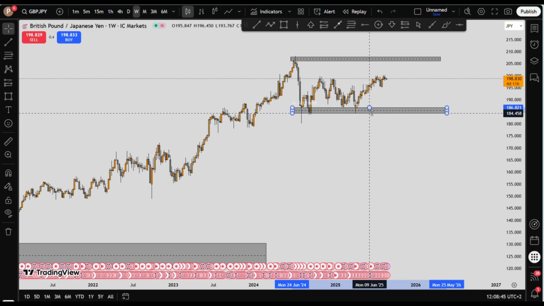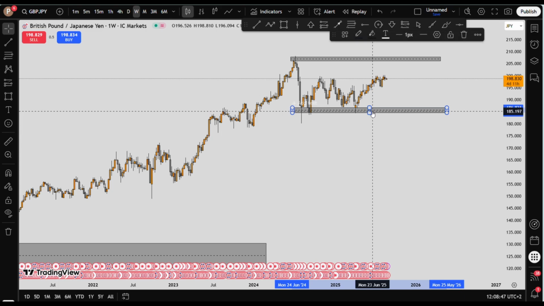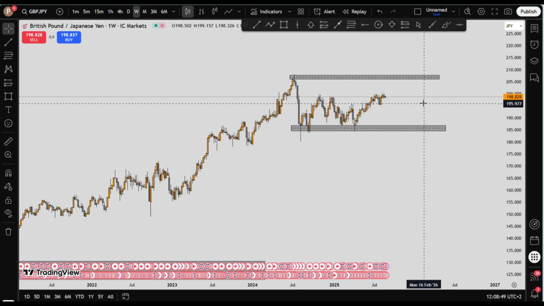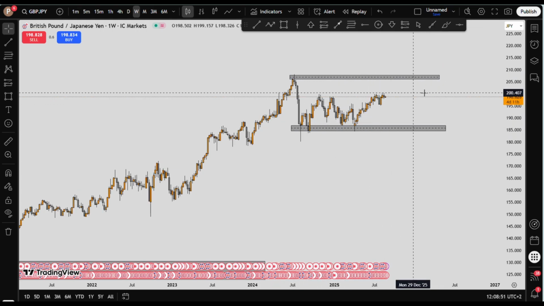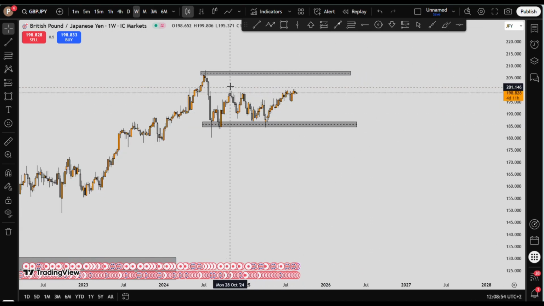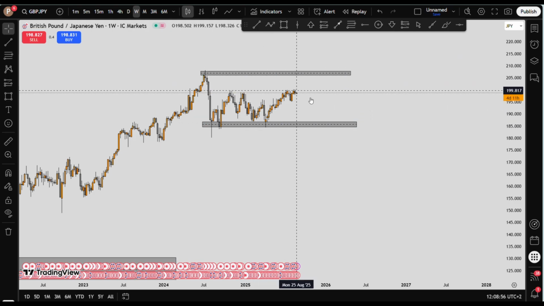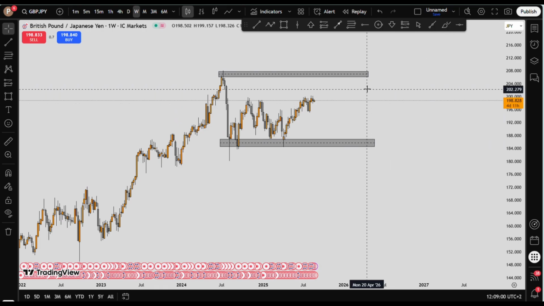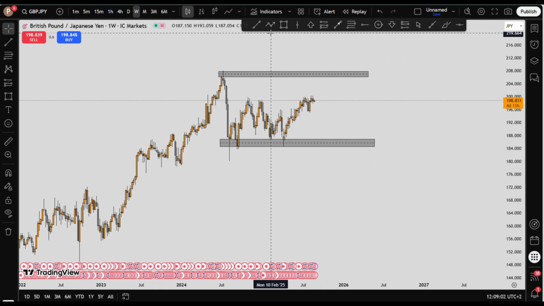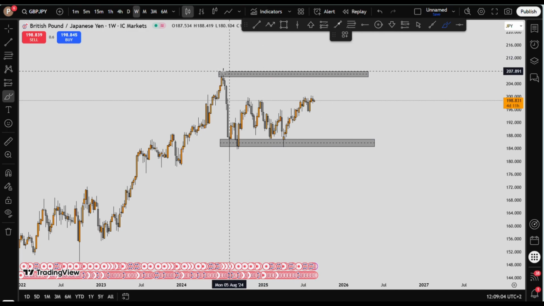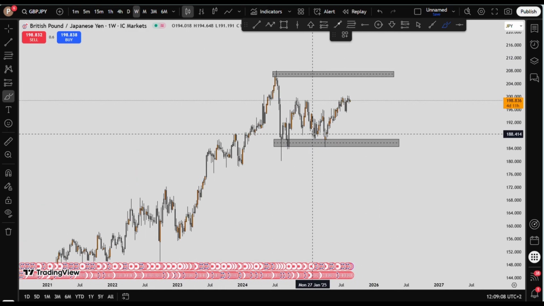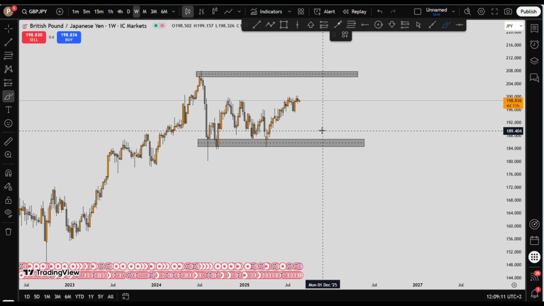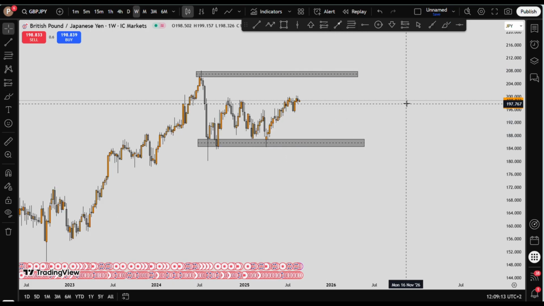So our support is our resistance. You can clearly see the price is stuck in between this range. It's moving sideways. So the smart move here would be to wait for a break above either this resistance or this support. Clear consolidation.